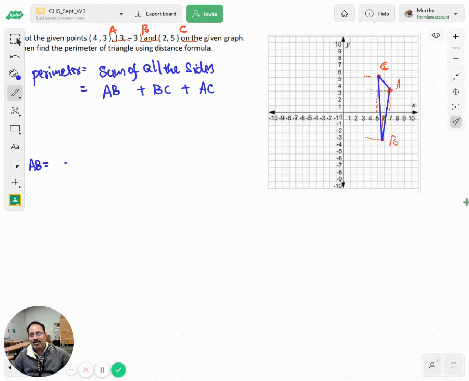The length of AB is the distance between point A and B. It's one and the same. So I have to use the distance formula, which is the square root of (x2 subtract x1) whole square plus (y2 subtract y1) whole square.